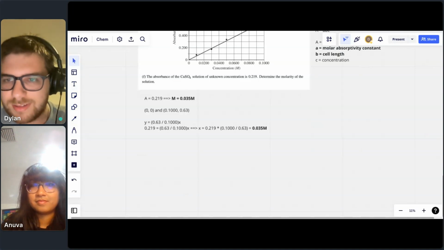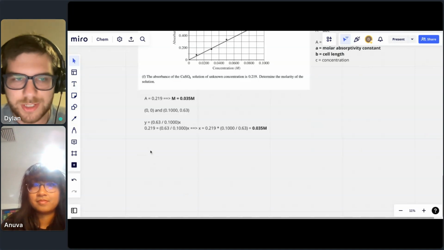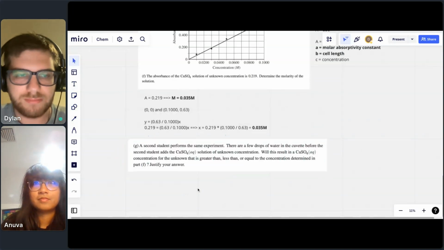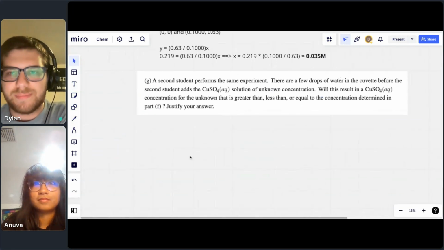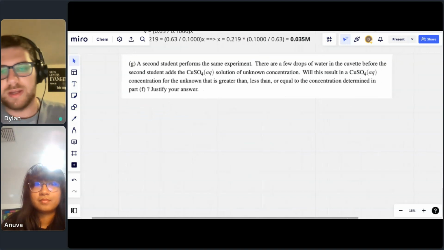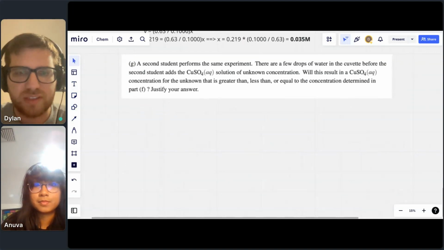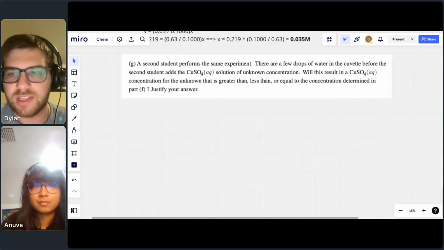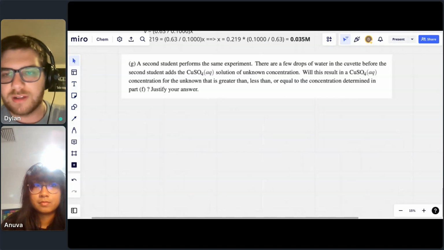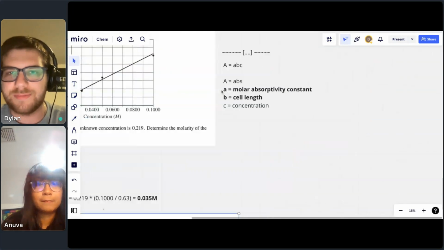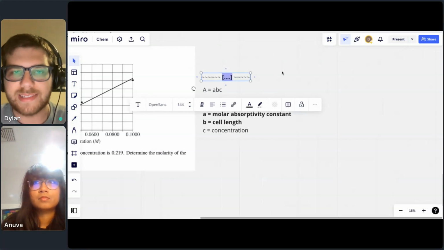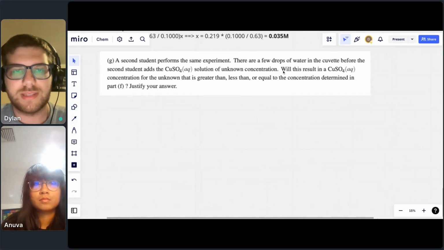All right. The final part of this question. It's a doozy. So G, a second student performs the same experiment. Oh, also, I want to make a note because you might not know this. The actual thing put in the spectrophotometer, and this is useful to know, is called a cuvette. That's what that is.